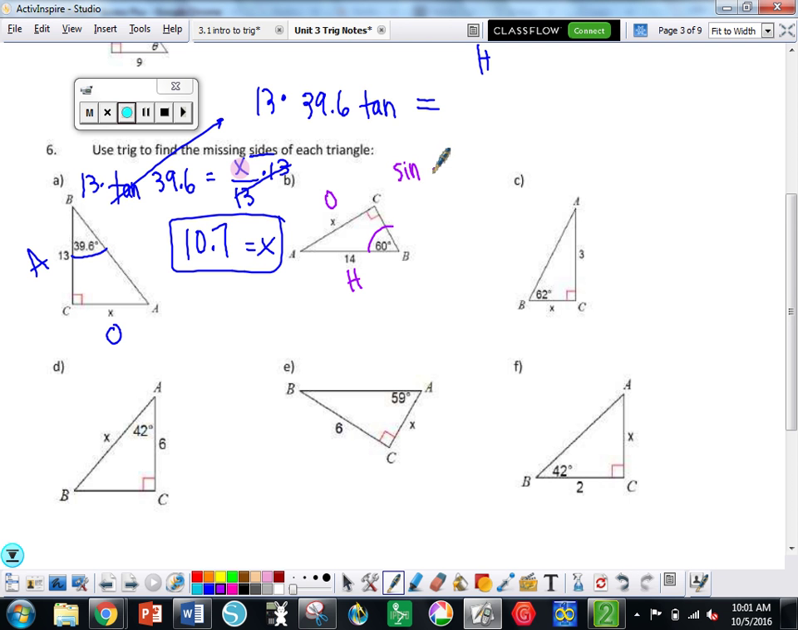The sine of 60. Sine stands for what? Opposite over hypotenuse. Opposite is x. Hypotenuse is 14. Now my goal is to get x by itself. Right now, the number interfering with that is the 14. How do I get rid of the 14? Multiply both sides by 14.